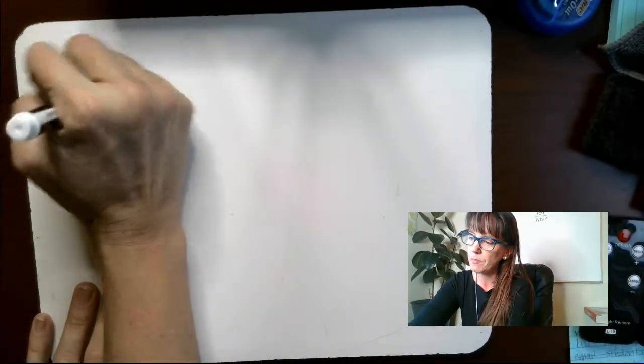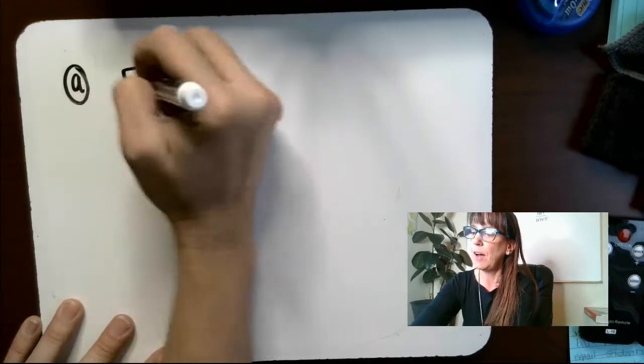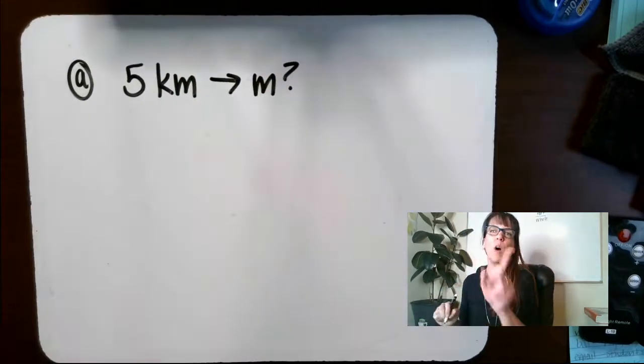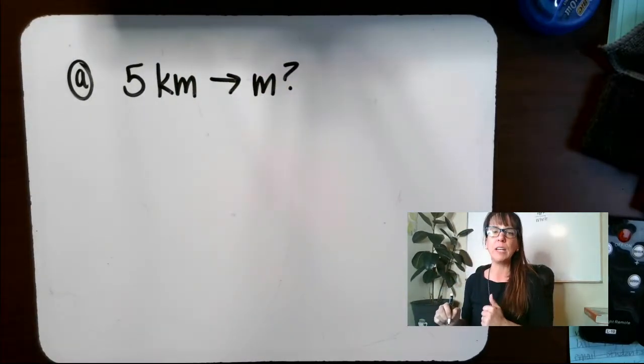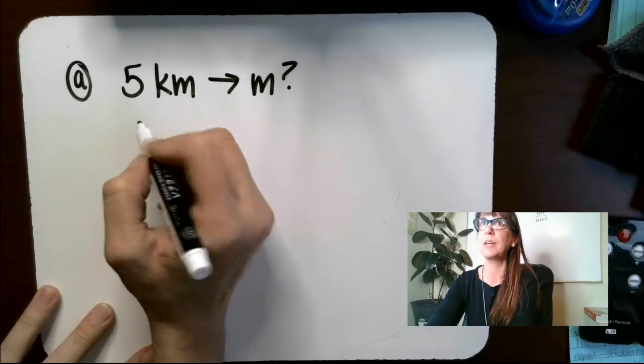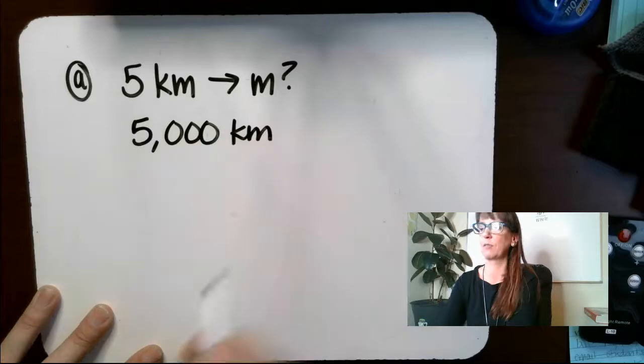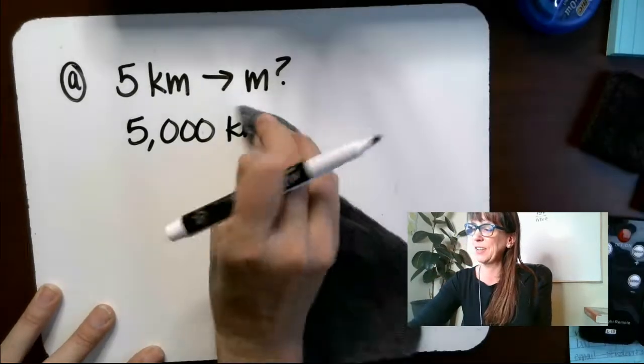So let's look at example number 1. It says, 5 kilometers is how many meters? Well, there is 1,000 meters in every kilometer. So that's gonna be 5,000. 5,000 meters, not kilometers, good.